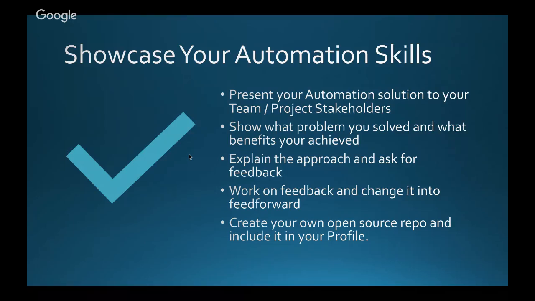Figure out the problem you solved and what benefits you have achieved. Explain the approach to your teammates, to your friends. Ask for their feedback. There are so many people who are interested in automation, but unless you ask for the feedback, nobody will come and give the feedback to you. Ask for the feedback, take the feedback, and depending on the feedback, work on it. Change this feedback into feed forward.